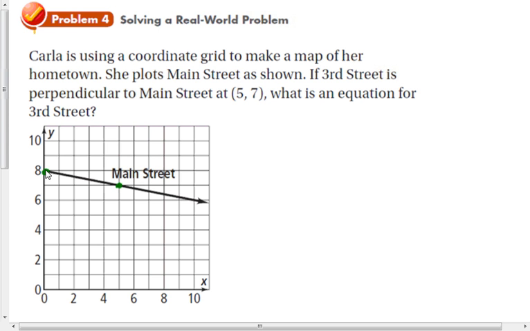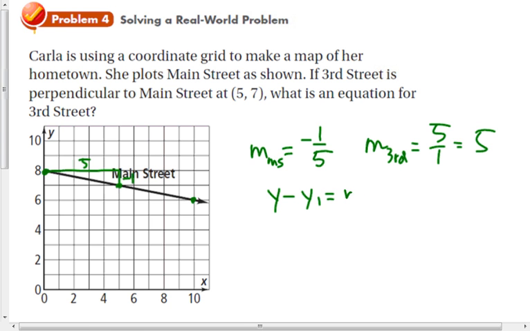It looks like we have a run of 5 and -1 is our rise. So the slope of Main Street is equal to -1/5. So the slope of 3rd Street is equal to the opposite reciprocal of that, which is 5/1, or just 5. So we're going to use 5, and for our equation, we're going to use point slope form. So y minus y1 equals m times quantity x minus x1.